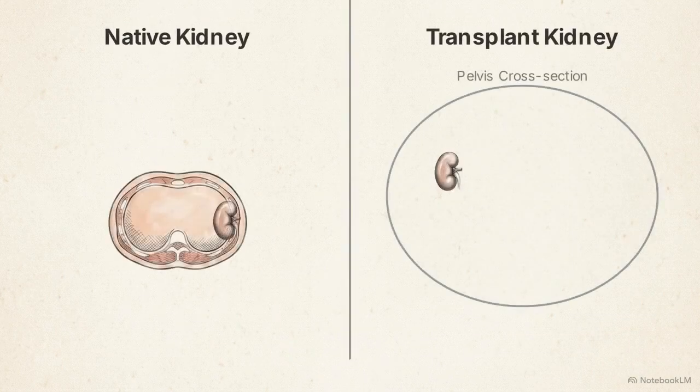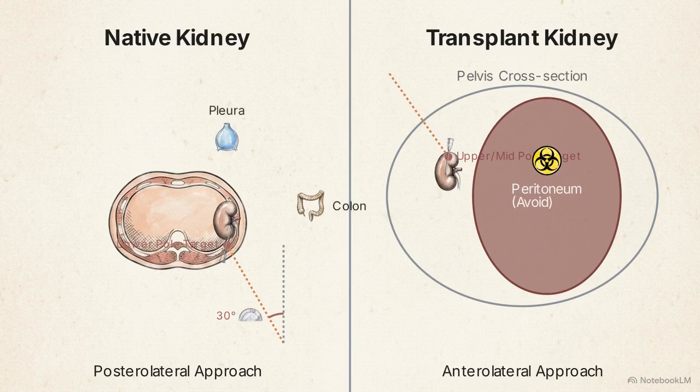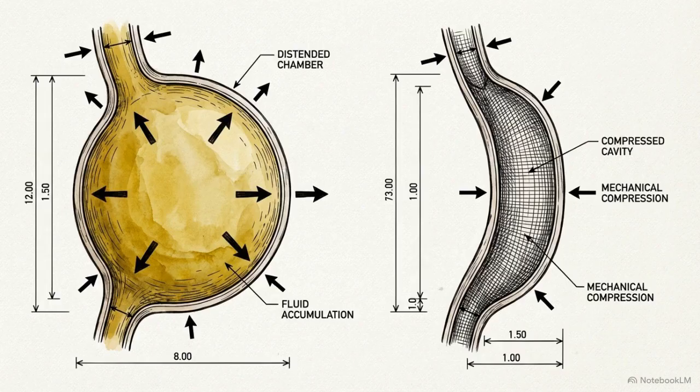This split-screen diagram compares the native 30-degree posterolateral approach against a pelvic transplant kidney. Because transplants sit lower, the target completely reverses. Access requires an anterolateral approach toward the middle or upper pole, avoiding the peritoneum. Preventing iatrogenic trauma requires absolute adherence to these specific degree angles, centimeter boundaries, and polar targets before the needle ever touches the skin. Once mapped, the internal collecting system's physical volume dictates the specific technique used to enter it.